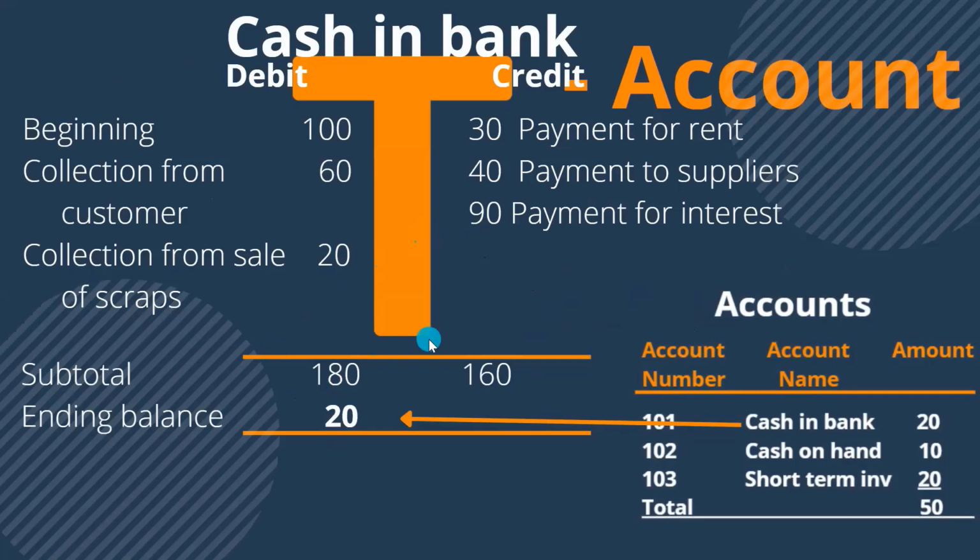So here is a sample cash and bank. Okay? As you can see, the beginning amount is 100 currency units, and it is added by the collection from customer amounting to 60 currency units. And then there's a collection from sale of scrap amounting to 20 currency units. So as you can see, all the additions are placed on the debit side, while the deductions for the payment of rent, payment to suppliers, and payment for interest are on the credit side, since it is a deduction to assets, which is cash in bank. Okay?